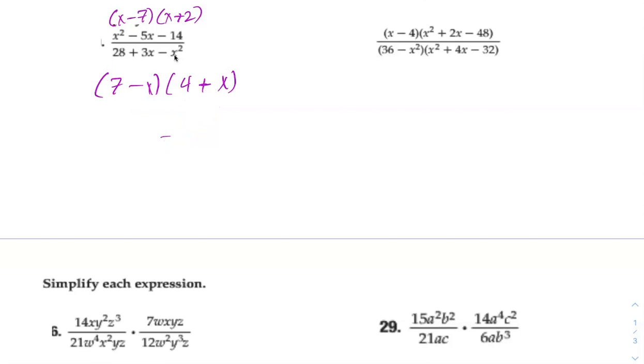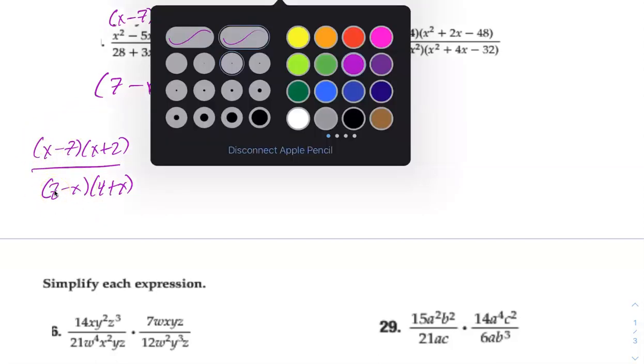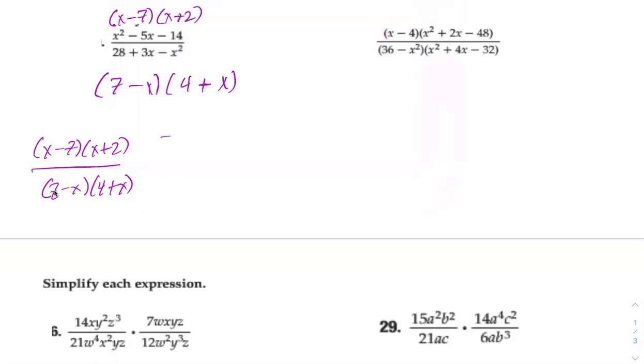So let me rewrite it real quick. x minus 7, x plus 2 over 7 minus x, 4 plus x. 4 plus x is the same thing as x plus 4, because you're just adding, so it doesn't matter. But nothing reduces. So what we have here is these two are so close. If you remember from the notes video, all we have to do is factor out a negative.